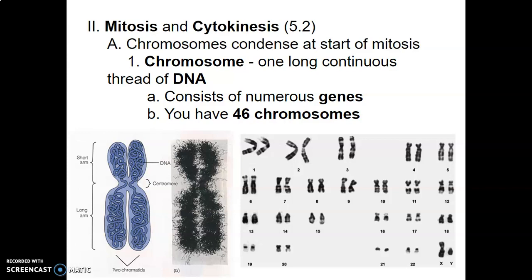We have this genetic material found inside the nucleus of every cell of our body. If it's a living cell, it has that DNA inside of it. Okay, if we're talking about whatever organism we're talking about, every one of its cells has the exact same DNA inside of it. Chromosomes are this one long continuous thread of DNA.